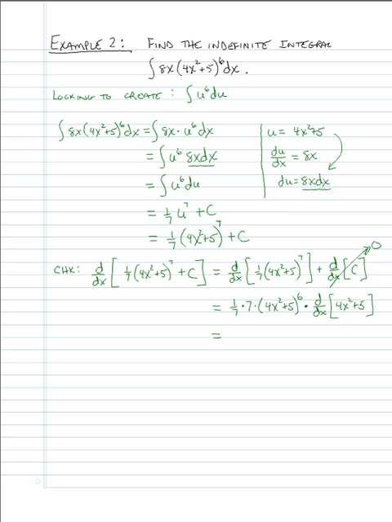And you can see it's all working out, can't you? The 1/7 times the 7 is going to be 1. And so we have 4x squared plus 5 raised to the 6th power. And the derivative of 4x squared plus 5 is just 8x. With just a simple rearrangement, that's 8x times 4x squared plus 5 raised to the power 6. And so we, in fact, do have our original integrand. And so it does check out okay.